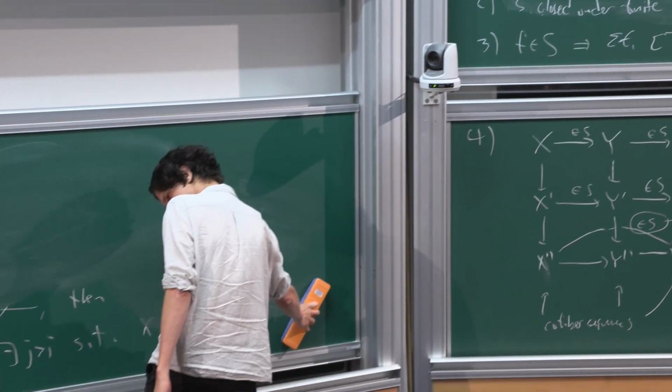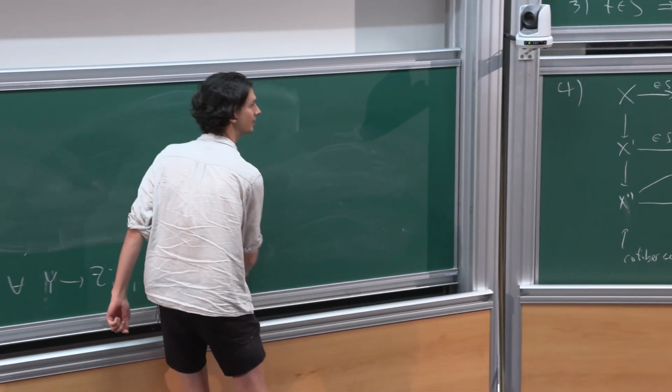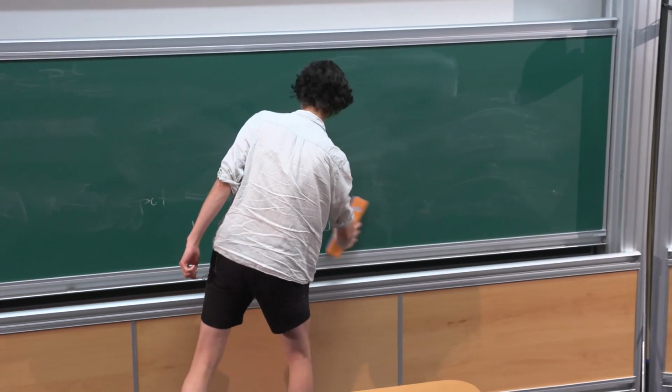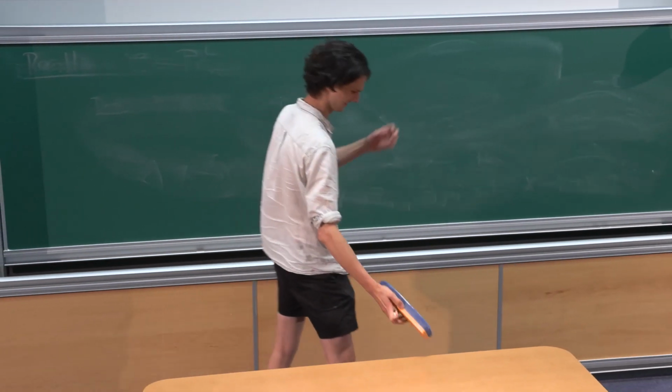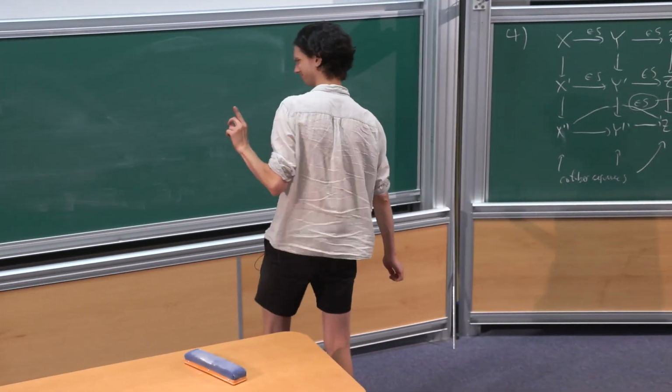Then you get all 0 maps because you can compose on the two sides. Yeah, okay. I think hopefully it's correct.